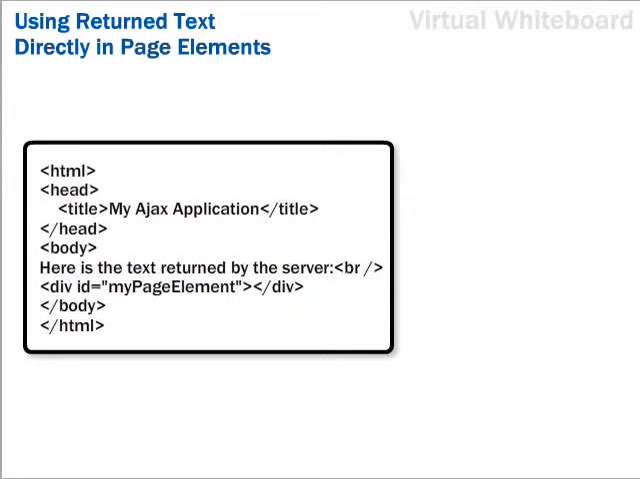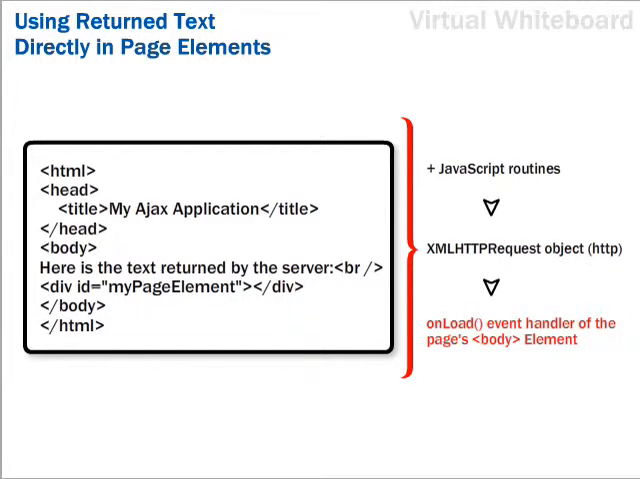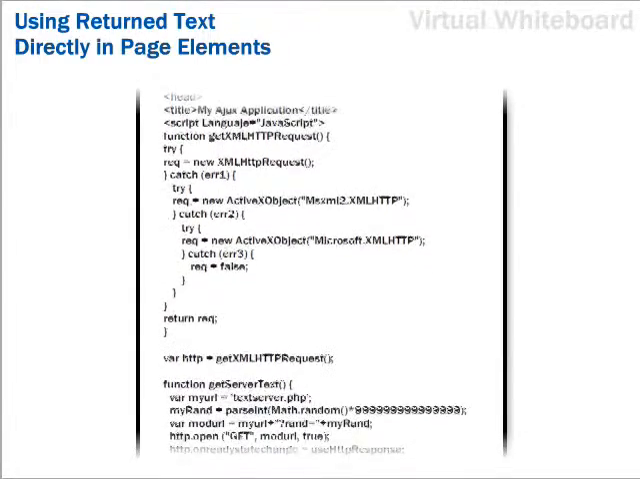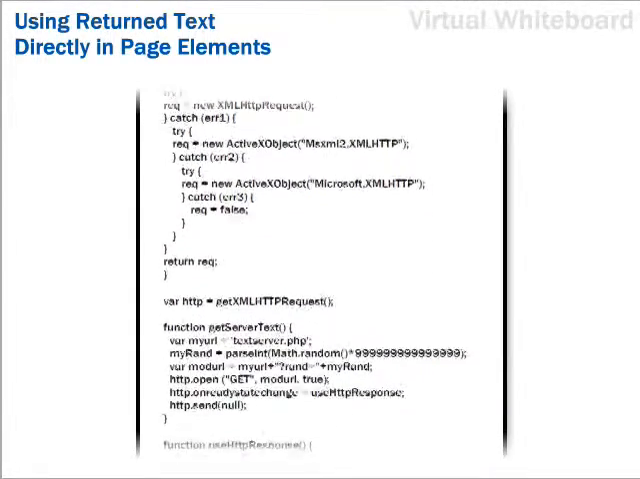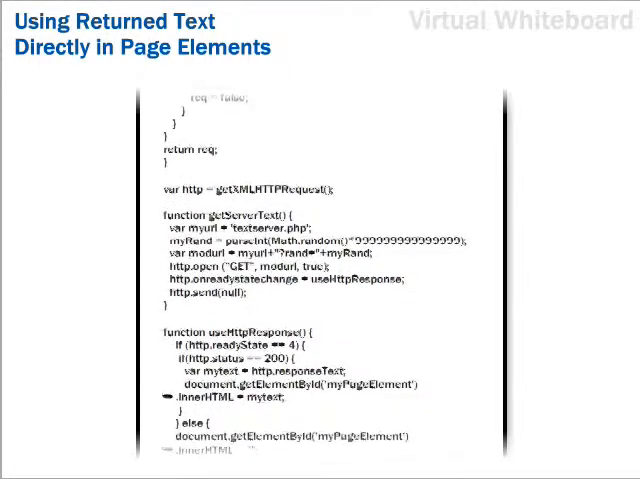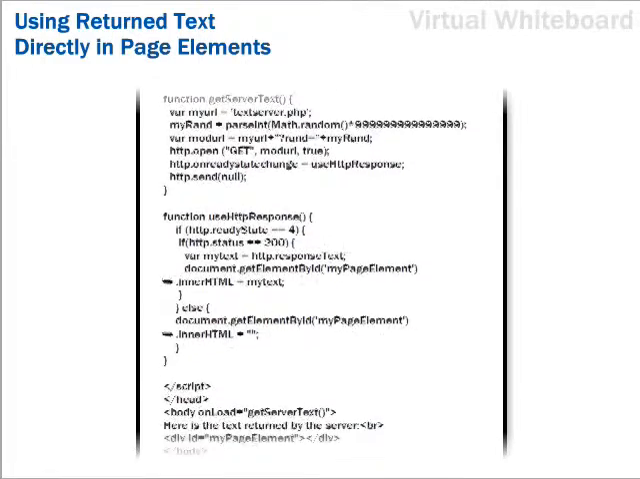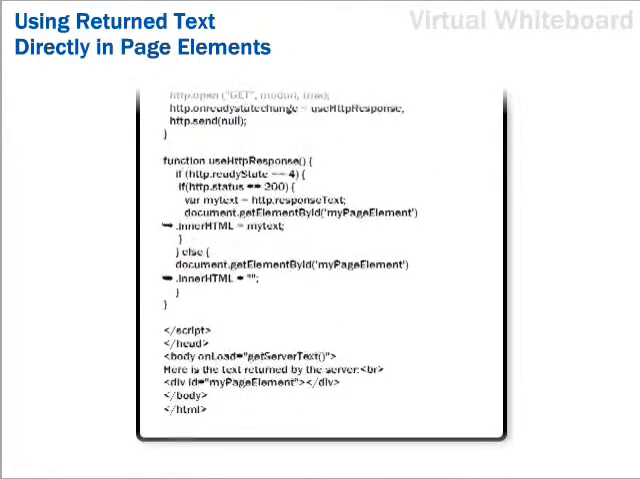Now, suppose that we add to the page the necessary JavaScript routines to generate an instance of an XML HTTP request object, in this case called HTTP, and make a server request in response to the onload event handler of the page's body element. This listing shows the source code for the revised page. Most and probably all of this code will be familiar from previous chapters.